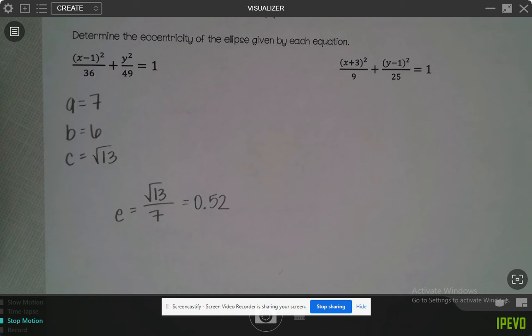Did you get your eccentricity to be 0.8? On the dot? 0.8 on the dot. Your homework is all of them on there. 5 through 13. 2, 4, 6, 7, 8, 9. Not that many.